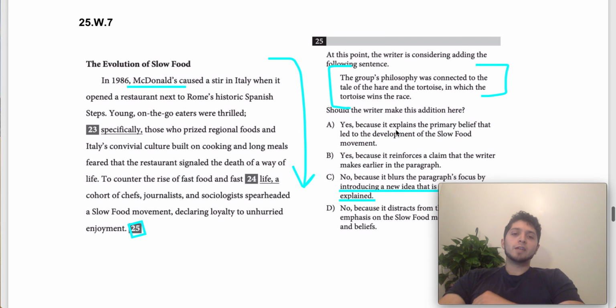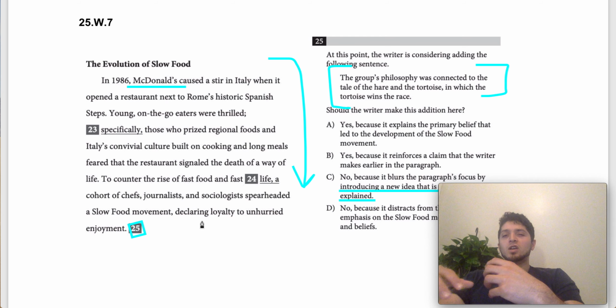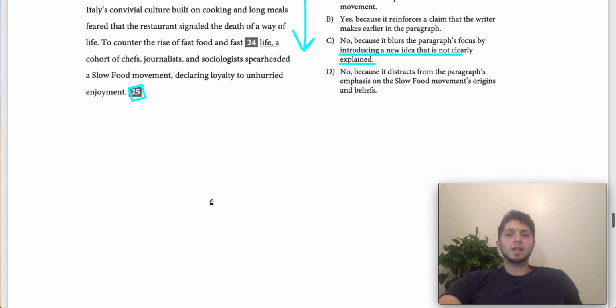So whenever we have an answer choice, or whenever we're trying to put a sentence somewhere that just doesn't have a flow to it, or it feels tacked on, or it feels like it's interrupting something, we should be skeptical and see if we have an answer choice that will match that.